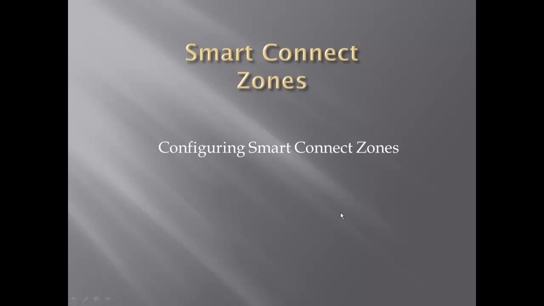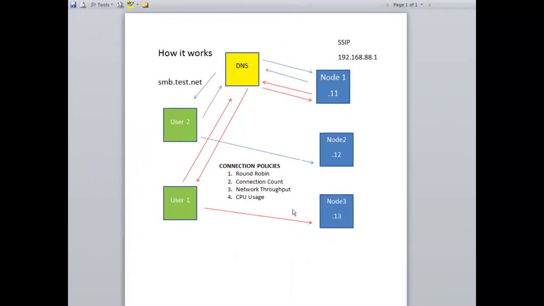The next thing I'm going to do is show you how to configure Smart Connect zones. Smart Connect zones control access to the cluster by using virtual host names as opposed to IP addresses. I'll begin by giving you an overview of how Smart Connect zones work, and then we'll go in and actually configure a Smart Connect zone to access the cluster.